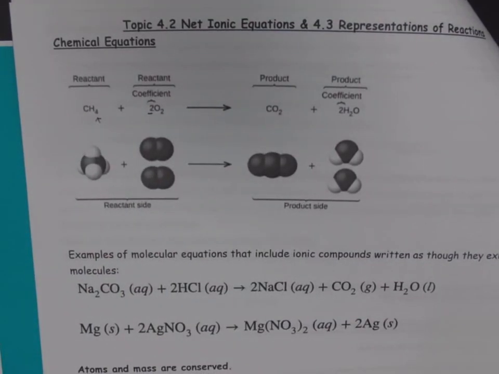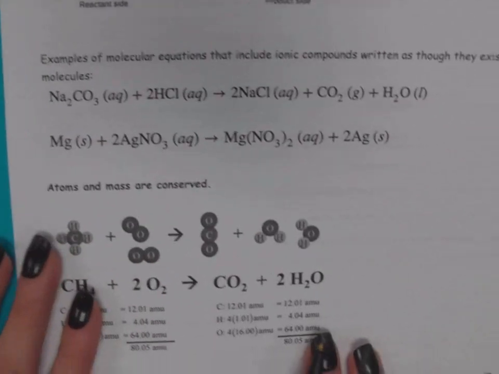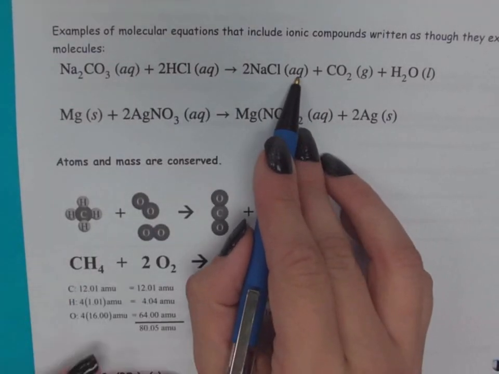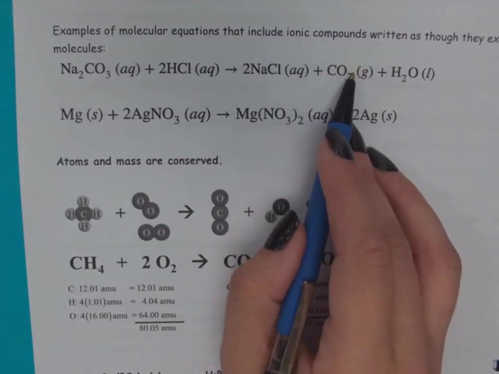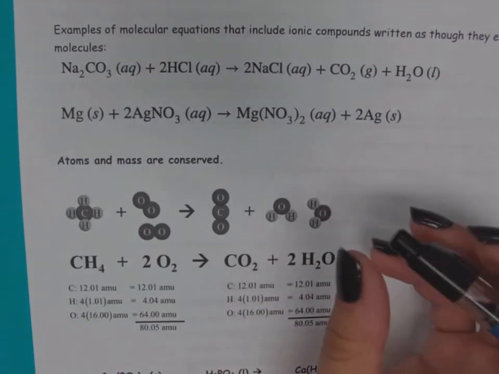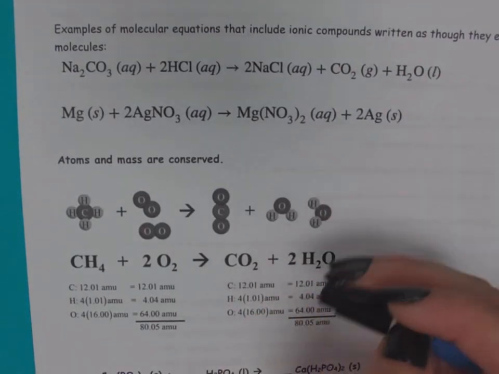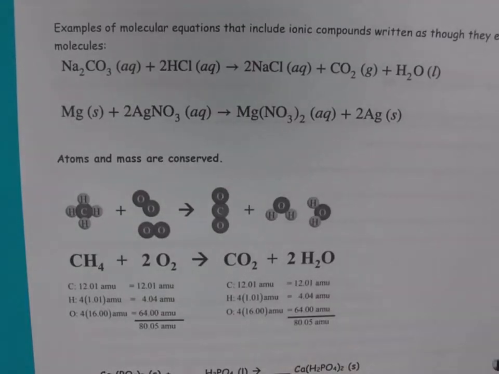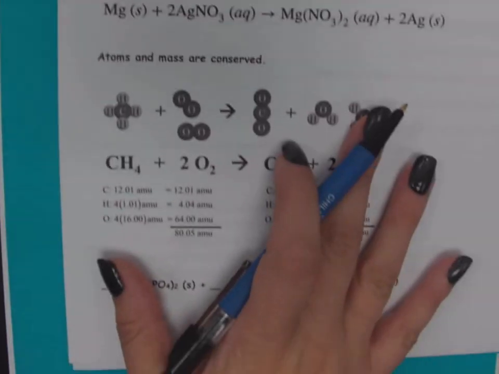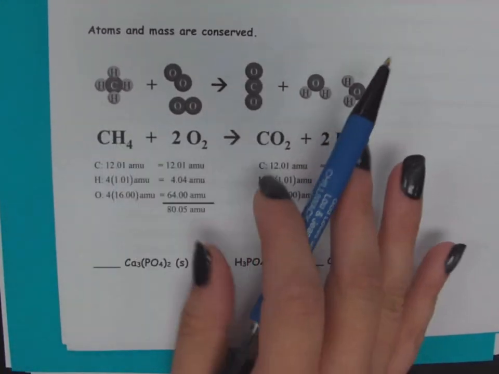Now, in addition to subscripts and coefficients, we also have our states of matter, and then there's aqueous, that means dissolved in water. G is gas, L is liquid, S is solid. It's important to note, though, that atoms and mass need to be conserved in chemical reactions. Yes, bonds are breaking, bonds are forming, but we're not gaining new atoms. So atoms aren't disappearing. So whatever number and amount of atoms we are starting with, we need to end with.